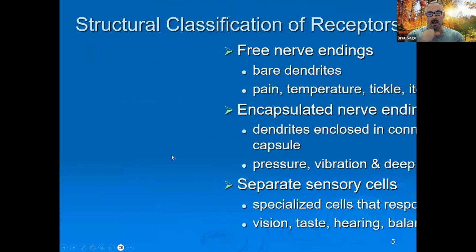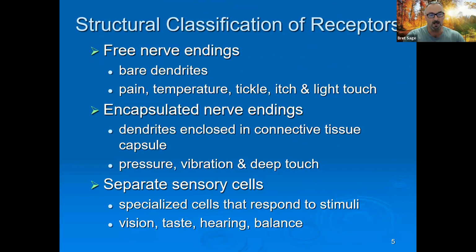Okay, structural classification. Excuse me. So as I mentioned before, unspecialized receptors can be things like free nerve endings. And as I mentioned, bare dendrites extending into the tissues are what you would be using to gather the sensations or stimuli from the surrounding tissue. So free nerve endings give us sensations such as pain, temperature, tickle, itch, and light touch.